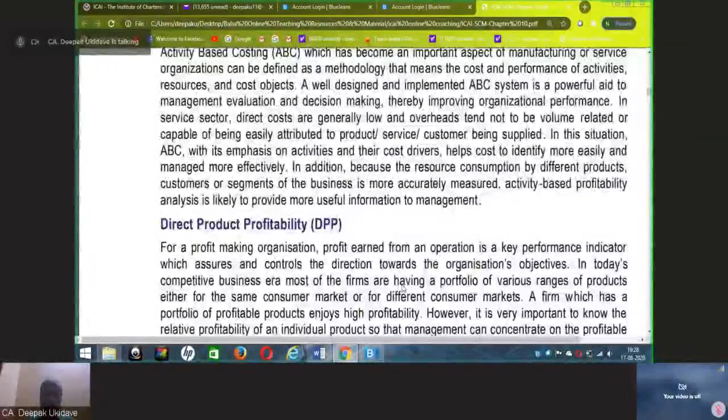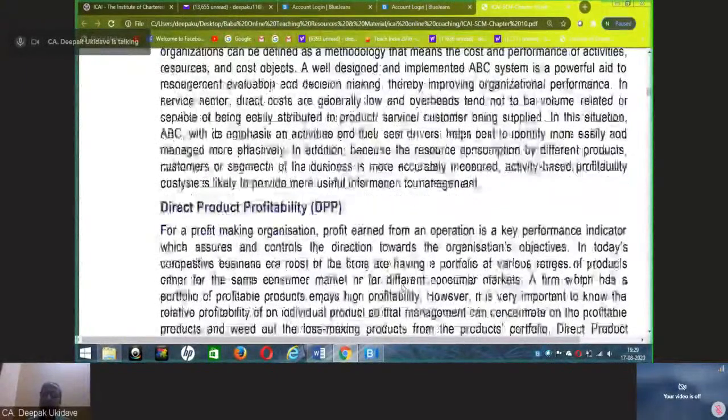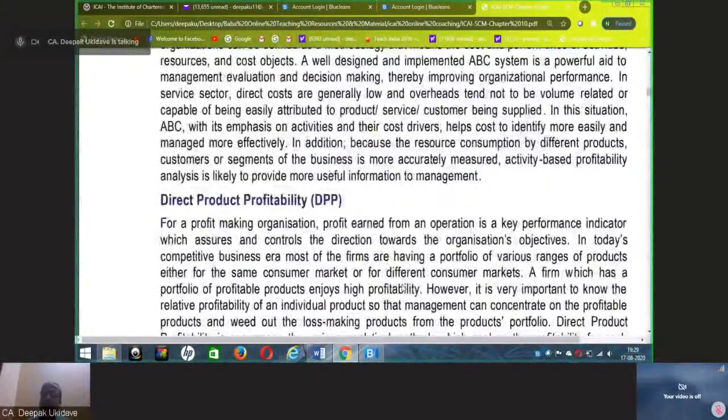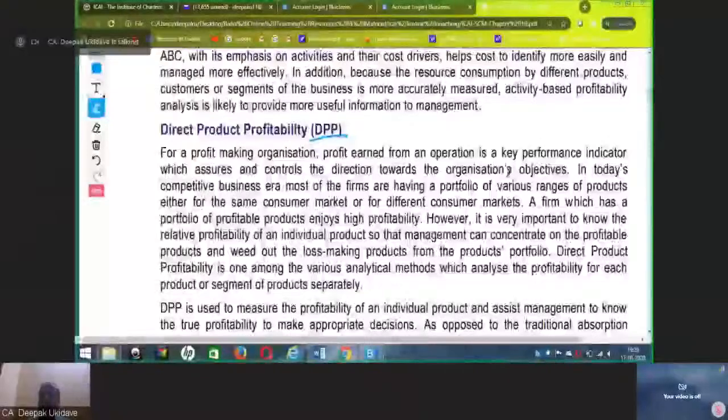So let us first look at direct product profitability, that is DPP. We are on DPP. I will annotate this, DPP, direct product profitability. Now read the first line itself. For a profit-making organization, profit earned from an operation is a KPI, key performance indicator, which assures and controls direction towards organizational objectives. Right?